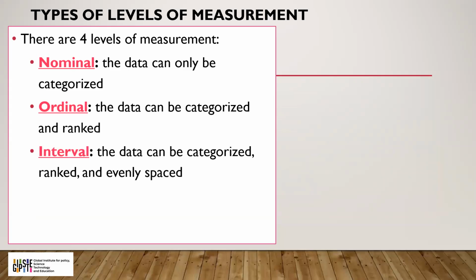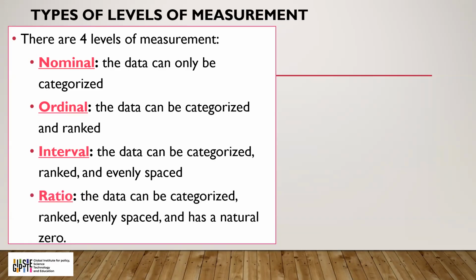We have the interval. The data can be categorized, ranked, and evenly spaced for the case of intervals. Then ratio. For the ratio, the data can be categorized, ranked, evenly spaced, and has a natural zero.